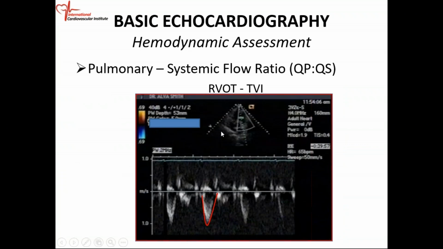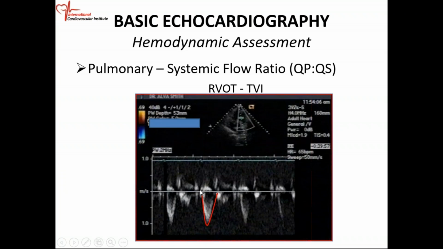But all you do, it's simple. Your two-dimensional image is on top, short axis at the level of the aorta. The pulmonary valve is right there. The right ventricular flow tract is there. So you place your cursor, sample volume, you press your PW button, and you get the flow across the right ventricular flow tract. This is the flow across the right ventricular flow tract.